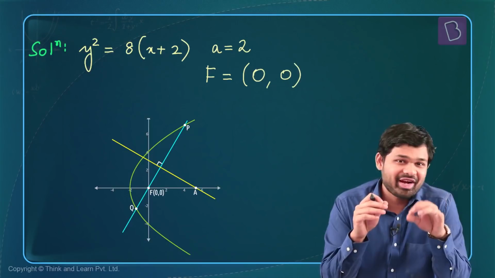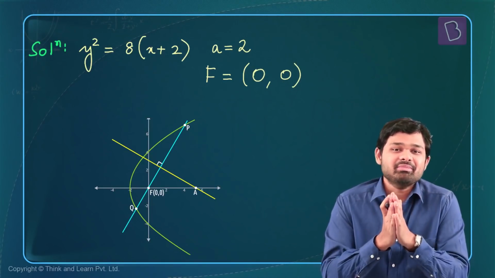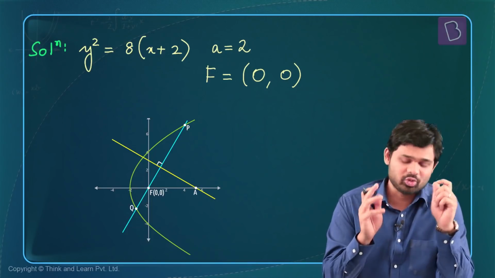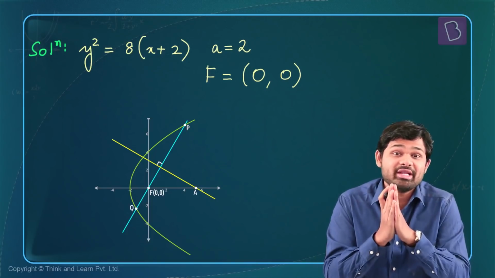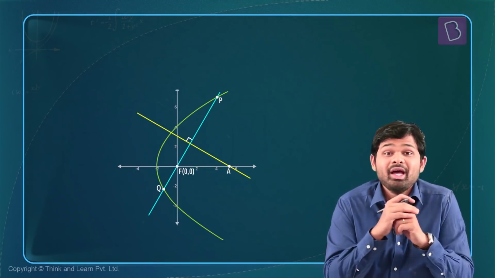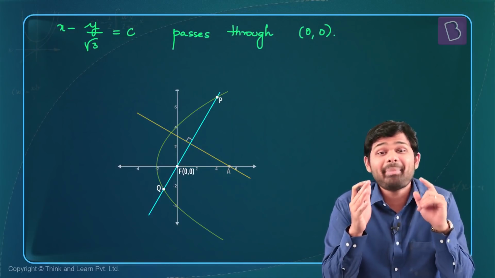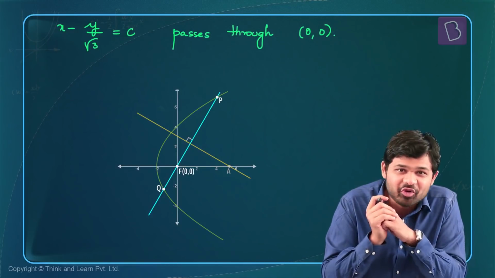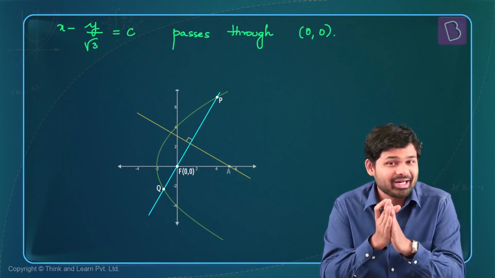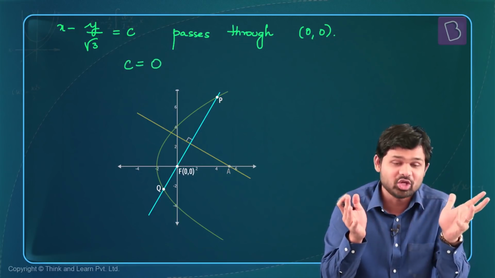So I just need to find out the coordinates of point A, and then life is going to be really easy because the distance formula from the origin is a very easy one. So yeah, let's just try and find out what are the coordinates of A. That's going to be a little bit of a trick. What has been told? x minus y by root 3 equal to c passes through the focus. Where is the focus? At (0, 0). So that's a straight line which passes through the origin, and a straight line which passes through the origin has the constant equal to 0.